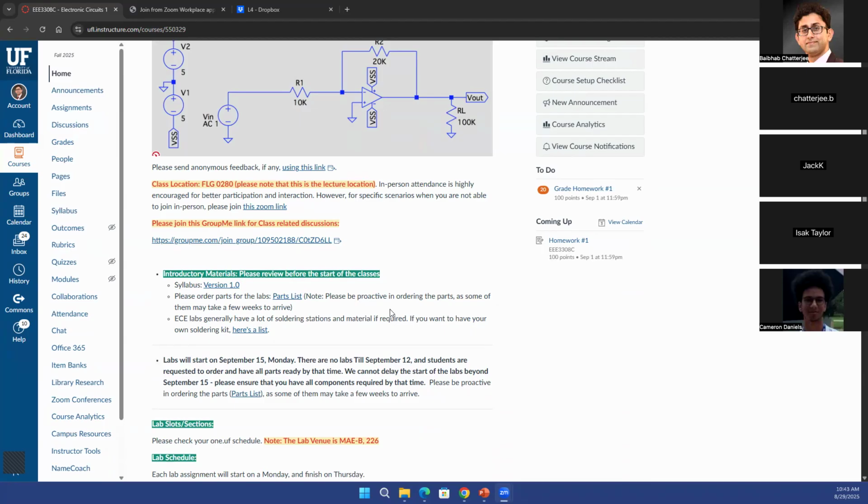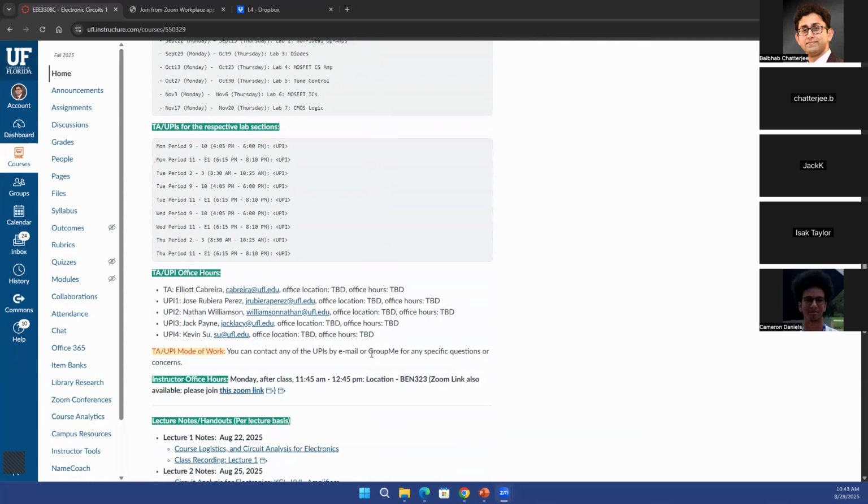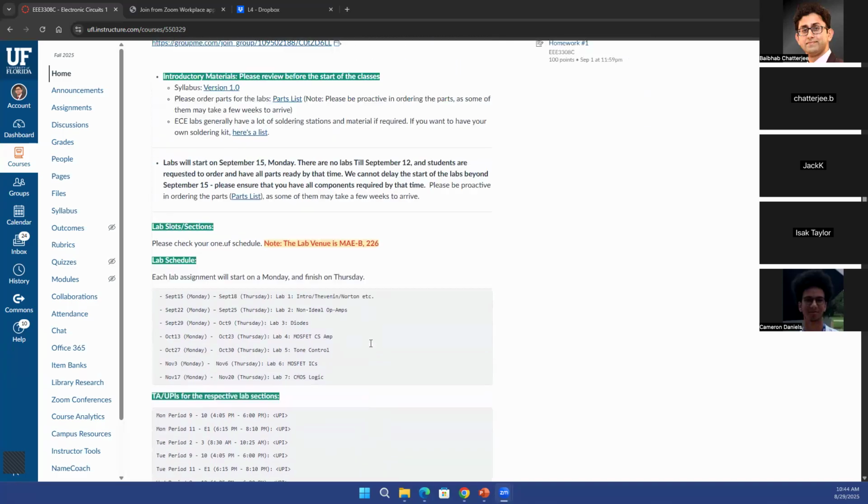So if you have still not ordered your components, please go ahead and do so. They take maybe 1 week or 10 days of time in the worst case, but make sure that you are ready with all the components before the first day of the labs. That is 15th of September. That would be a Monday, 15th September. So it's there on the Canvas page.